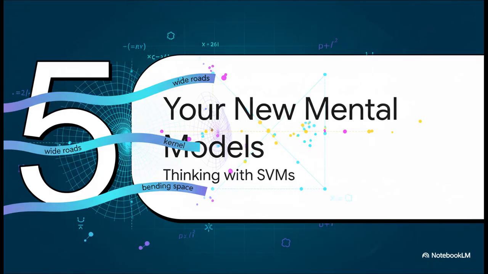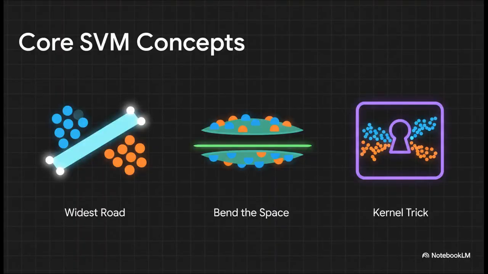Okay, we have covered a lot of ground, from building wide roads to literally bending the fabric of space. Let's distill all of this down into a few core ideas, a few mental models you can take away to think more clearly about these kinds of problems. So, if you remember nothing else from our conversation today, remember these 3 ideas. First, an SVM doesn't just separate data, it finds the widest possible road, and that road is defined only by the toughest, most difficult points to classify.